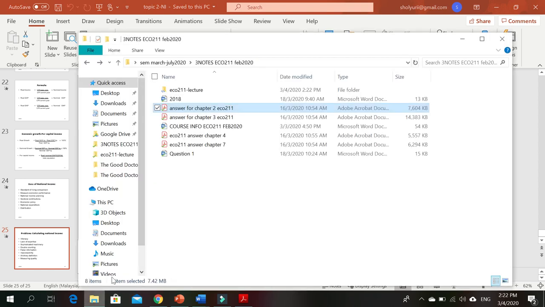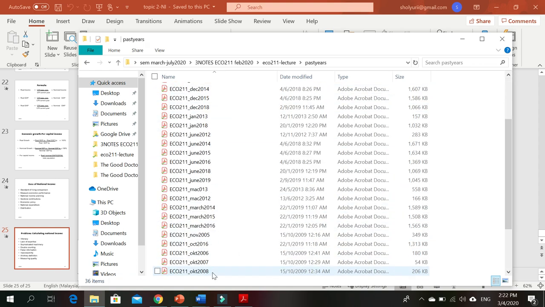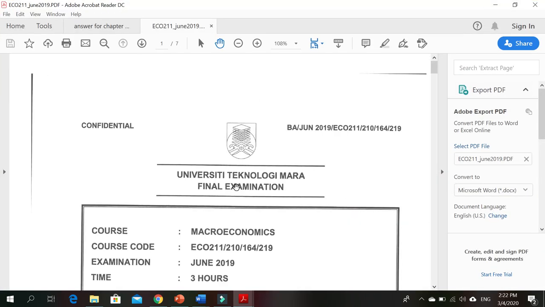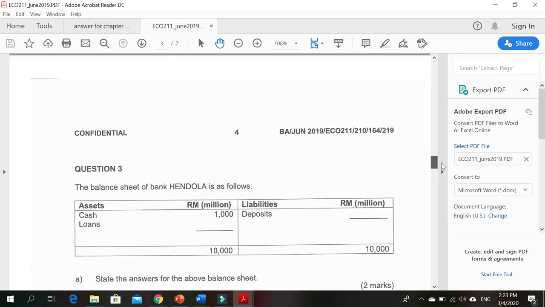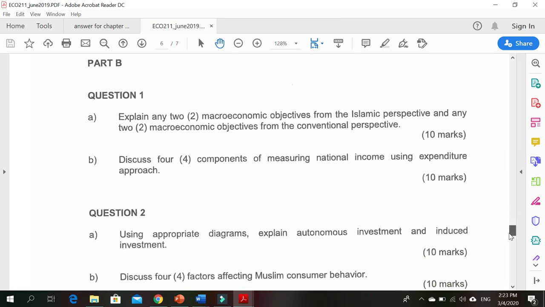Tak macam kita tengok. Okay. So I have all my past test question here. Okay. So last sem, 2019 June. Okay, so kita tengok June 2019 essay question. Four component of measuring national income using expenditure approach. Last time dia tukar sikit, dia tak nak. So tak apalah, sebab dia dah puas kot sebab soalan sama. Tapi tak apa, kita tengok dia akan keluar benda yang sama. Okay, sekejap.